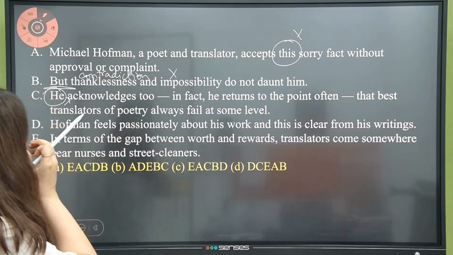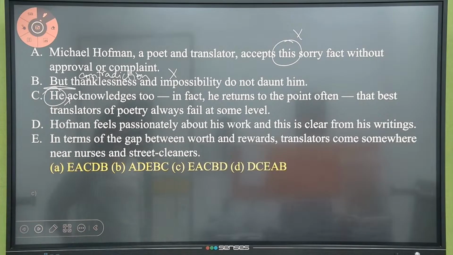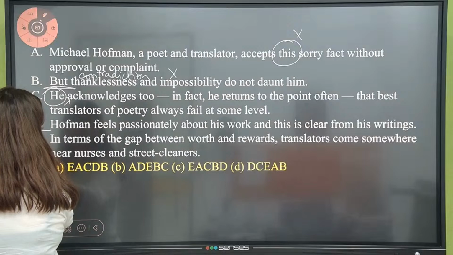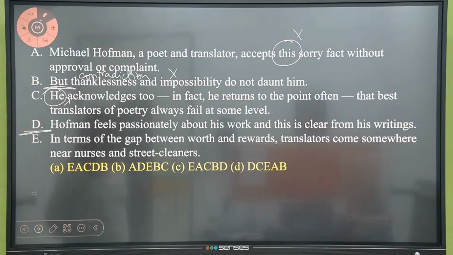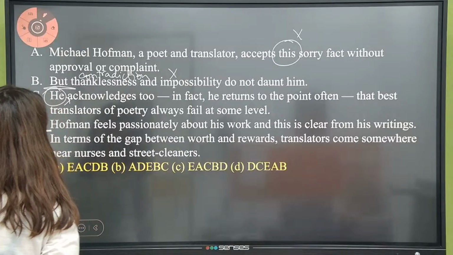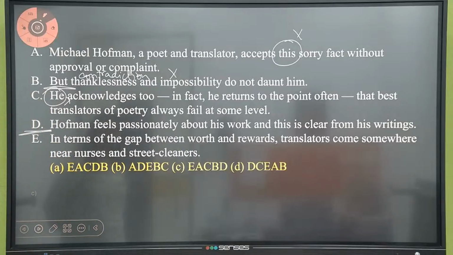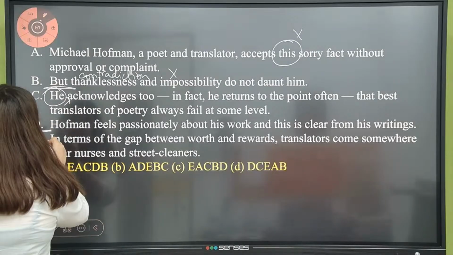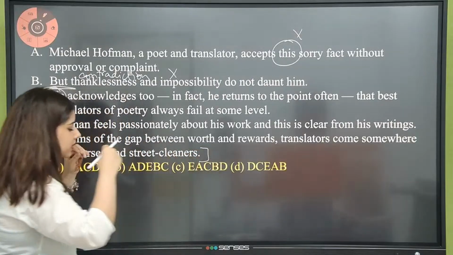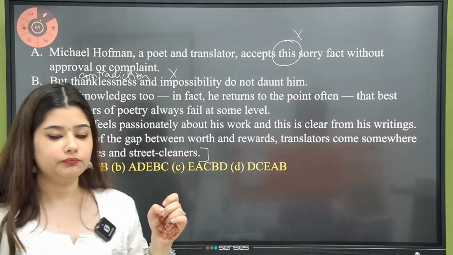Hoffman feels passionately about his work, and this is clear from his writings. Yes, this could be my introductory statement, could be. Let's have a look at E. In terms of the gap between worth and rewards, translators come somewhere near nurses and street cleaners. Okay, so this sentence introduces something, right?